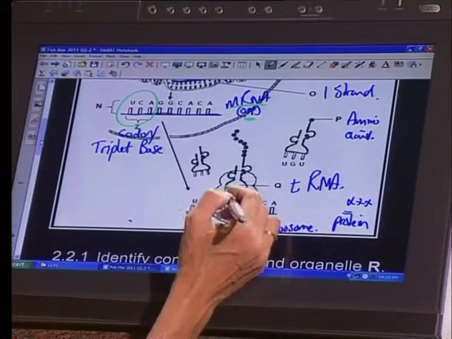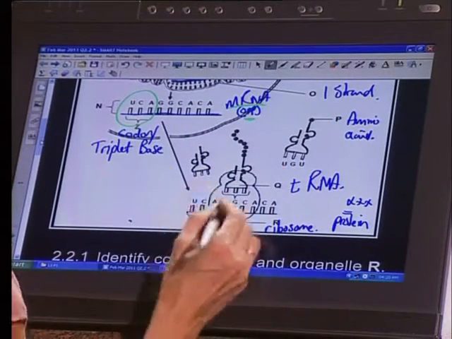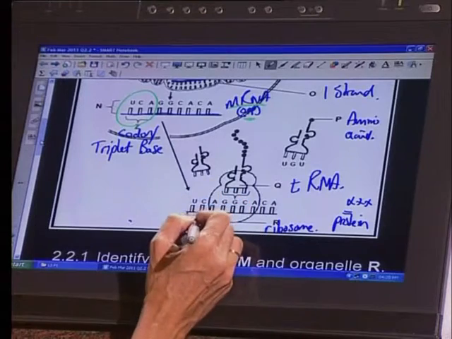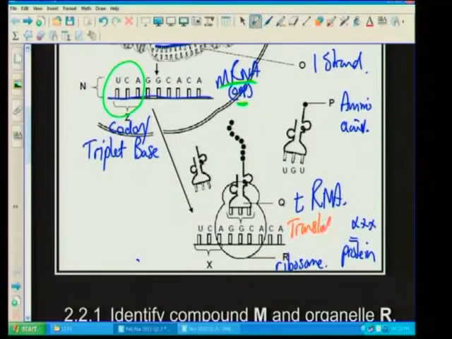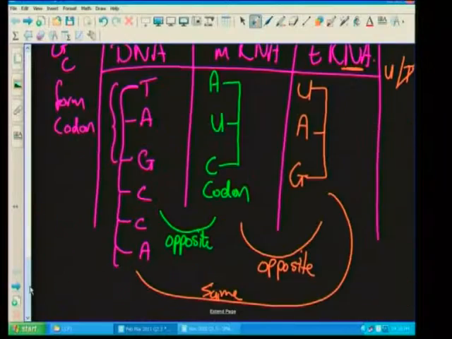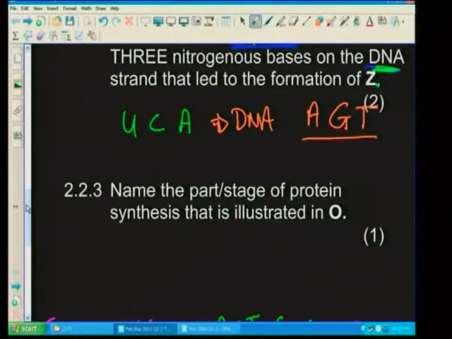And then here, when the amino acids are produced because of the codon, or the anticodon of the transfer RNA, then we have translation happening here. So that was my answer to this question: name the part or stage. It is translation. In other words, we've got the recipe now, and we're going to make something that is exactly the same as what was on the DNA.